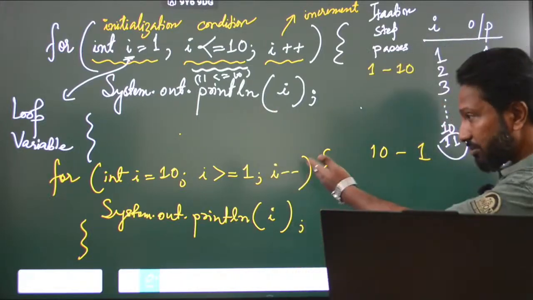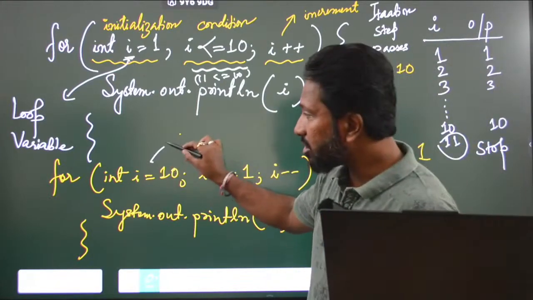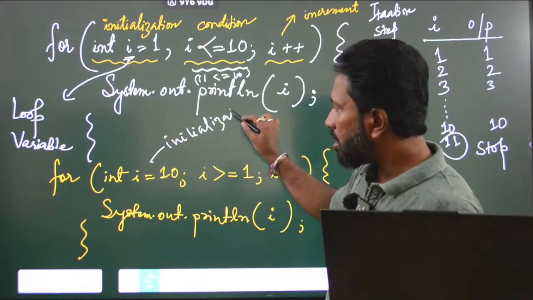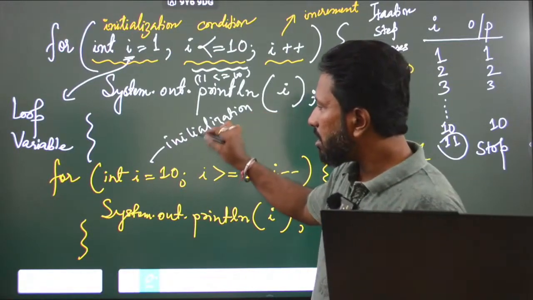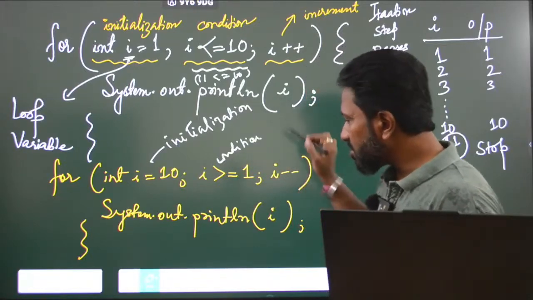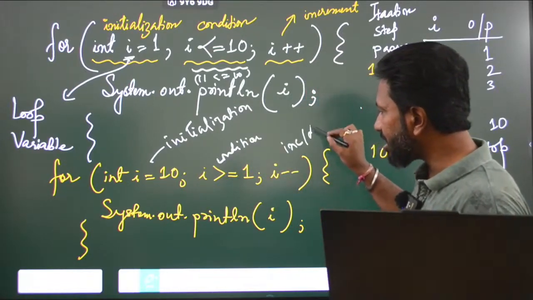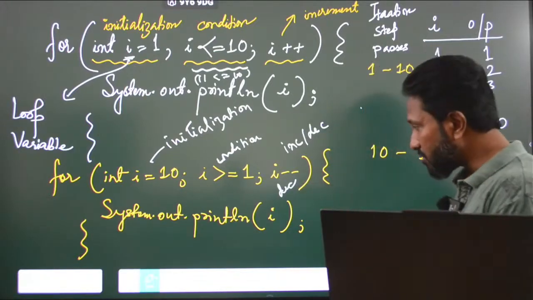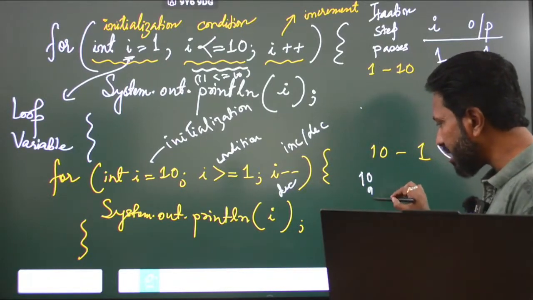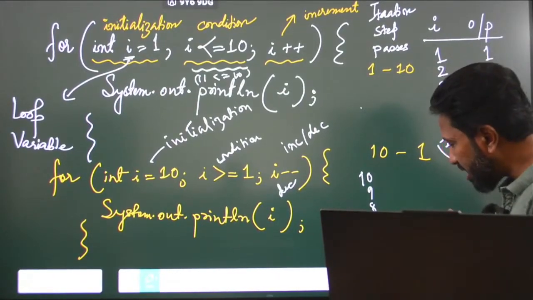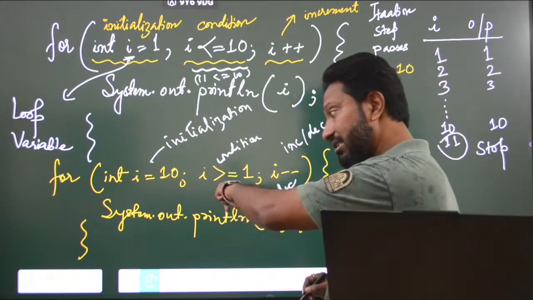Similarly, in this one here, this is your initialization, this is your condition, and this is your increment or decrement. Here we are doing decrement, right? This is the decrement operation. So it will be 10, 9, 8, 7, and keep on going till 1. 1 is greater than or equal to 1. You understood now why I have written greater than or equal to.